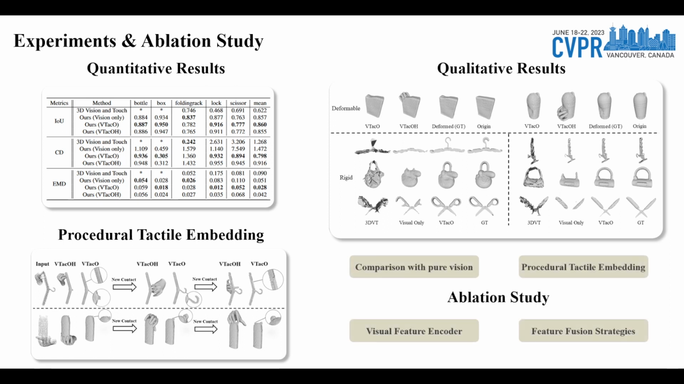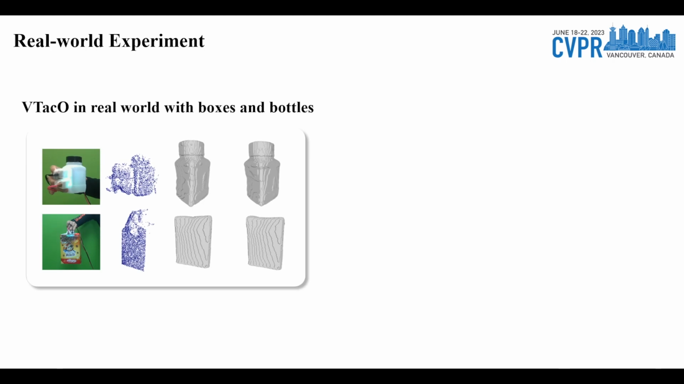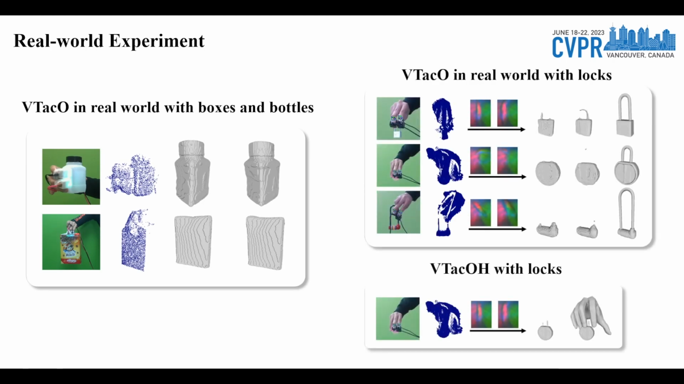Plenty of ablation studies on many aspects, such as the comparison with pure vision methods, procedural tactile embedding, visual feature encoder choices, and fusion strategies, demonstrate the effectiveness of our model. We validate the performance of learned VTacO in real-world data. We select 3 unseen boxes, 3 unseen bottles, and 3 unseen locks to demonstrate the deformable object reconstruction. To note, the selected objects are not used in training from simulation.